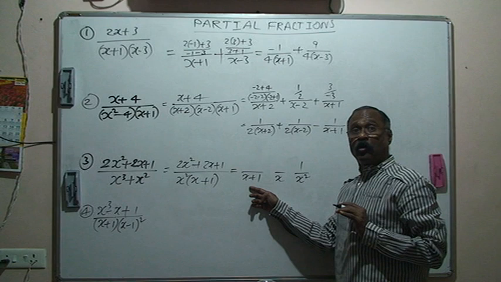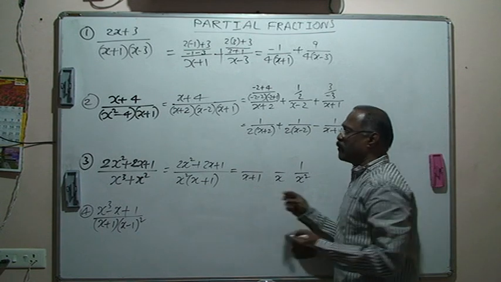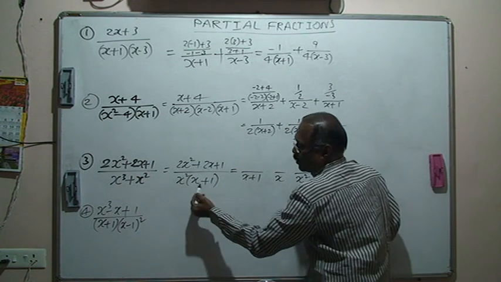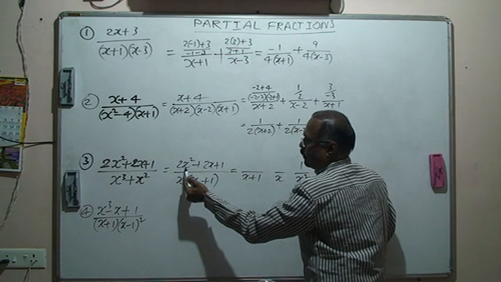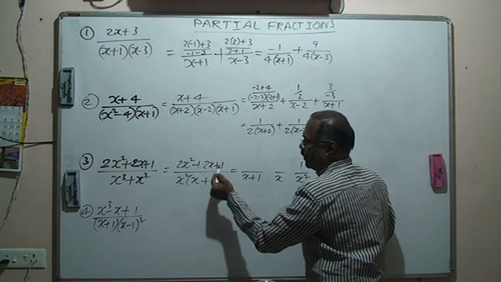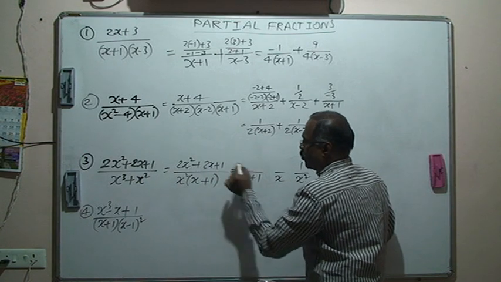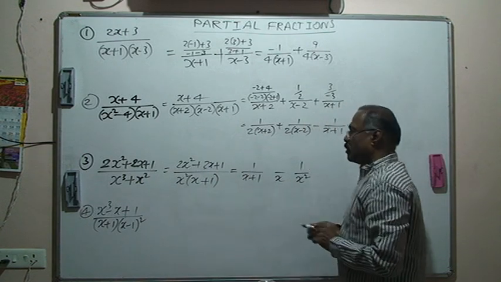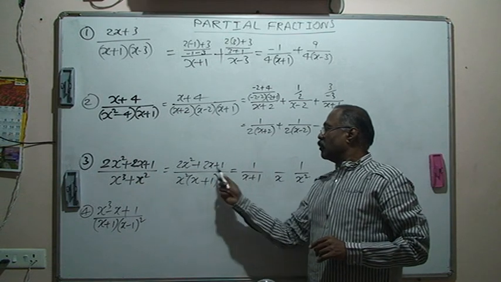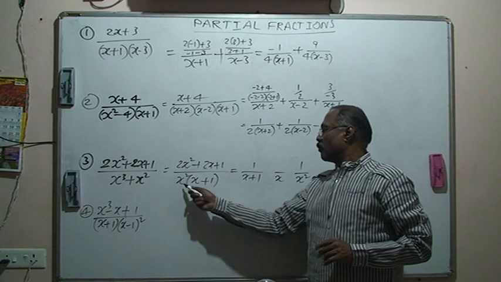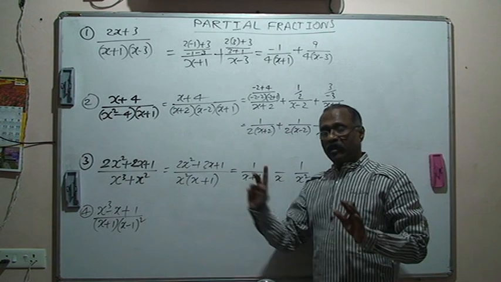X plus 1 equal to 0, that is x equal to minus 1. Put x equal to minus 1. Everywhere but not there. Minus 1 if you put, 2 plus 1 3 minus 2 1. This is minus 1 whole square, so it is 1 only. Just check it out. X equal to minus 1, 2 plus 1 3 minus 2 1. That's it. This is 1 only.